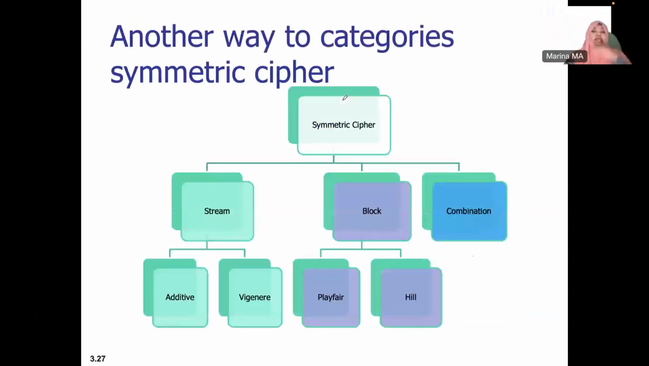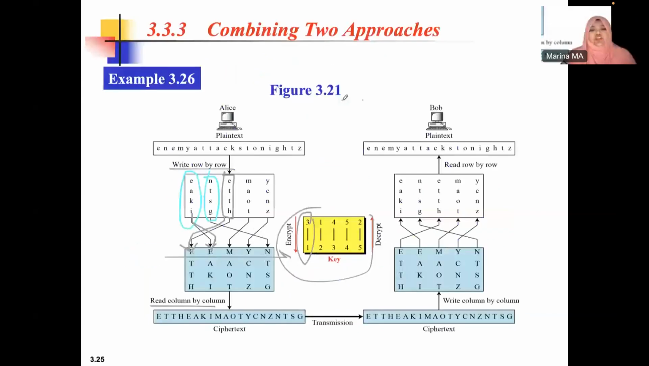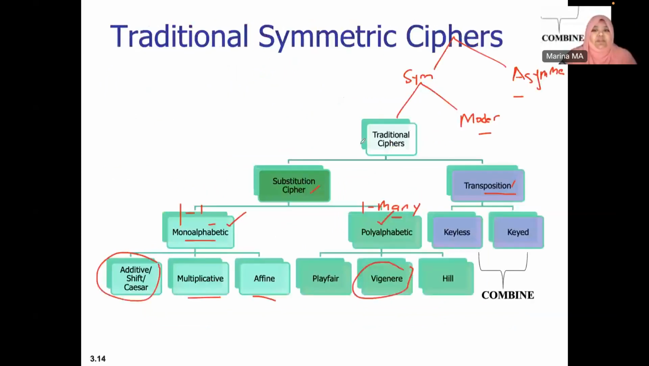Just like in chapter 1, when I introduced the attacks on our security goals, I said we can have different ways of categorizing them, either passive or active, or under the goals. The same thing with our traditional cipher types. This is one way of categorizing it. Under traditional cipher, you can categorize it as either substitution or transposition, the two main categories.